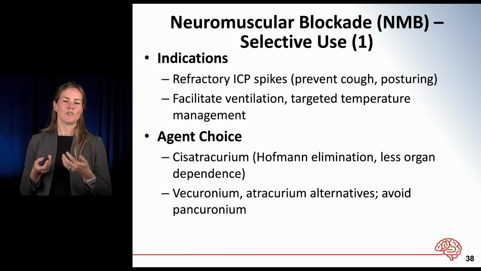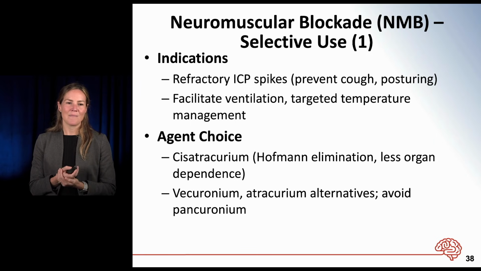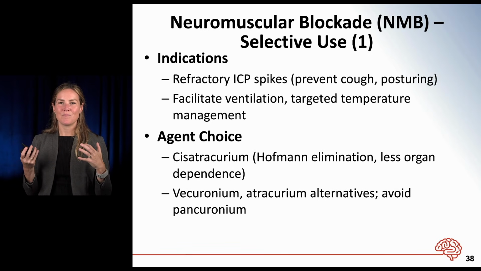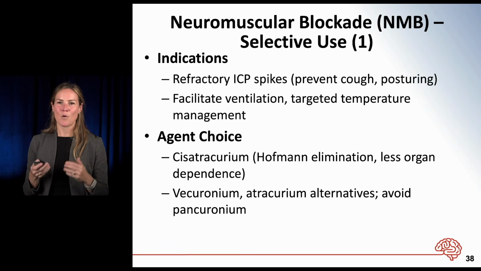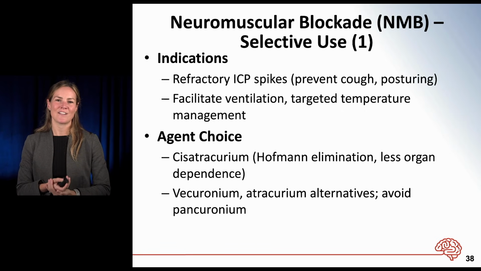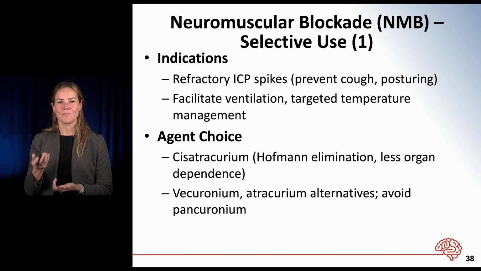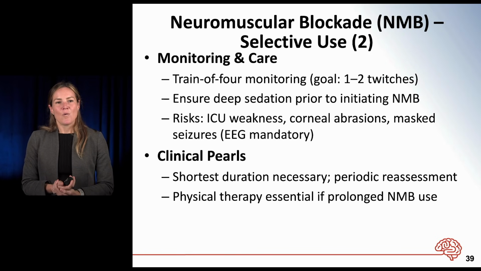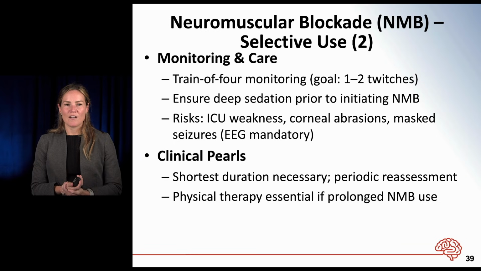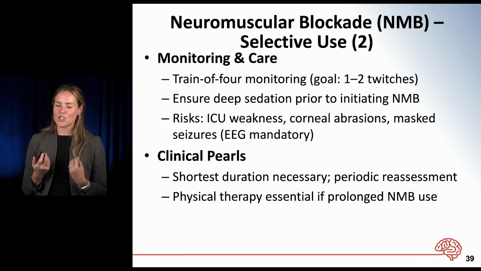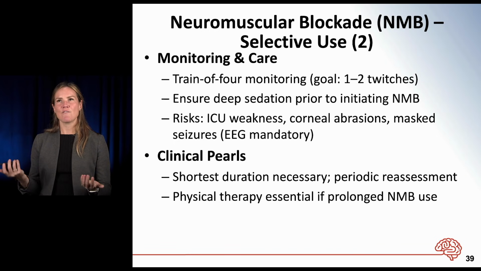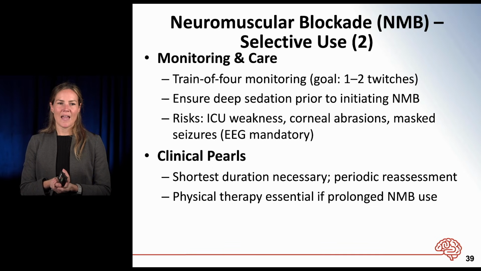You can use cisatracurium or vecuronium. And really, I always try to actually use a rocuronium test dose or a bolus dose to see whether or not it has an effect on their ICPs before I commit them to a Nimbex drip. All right. When you're doing this, you definitely want to do train-of-four monitoring. You're going to ensure they are deeply sedated, right? We would never want to paralyze someone who's awake.